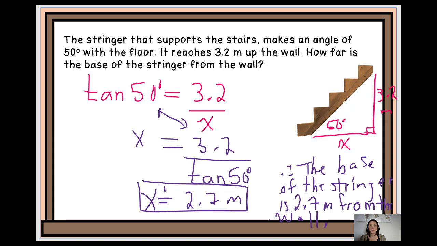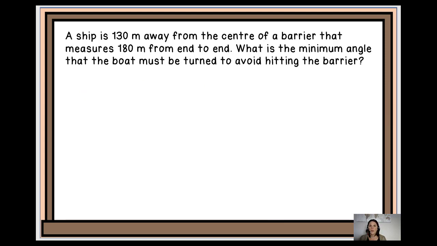Okay, let's go ahead and look at another example. A ship is 130 meters away from the center of a barrier that measures 180 meters from end to end. What is the minimum angle that the boat must be turned to avoid hitting the barrier? So let's go ahead and draw a diagram so that we can kind of imagine what the question is asking.